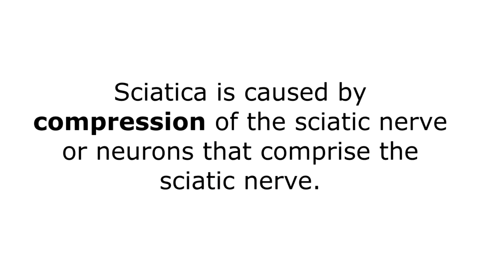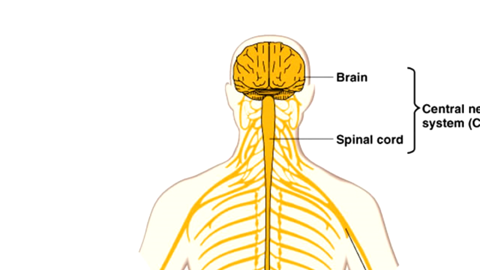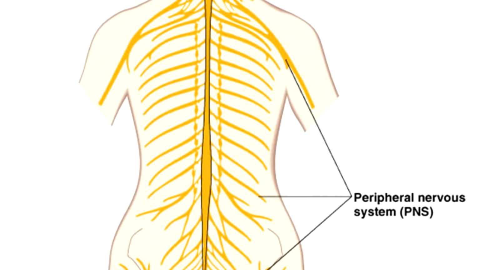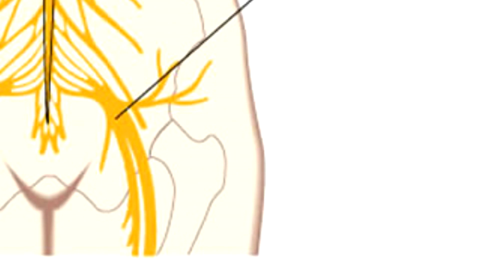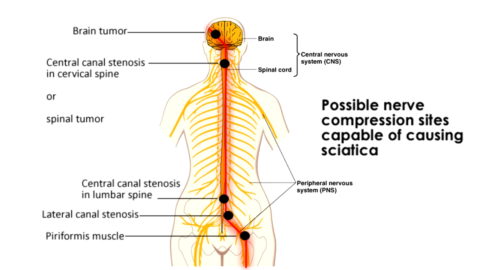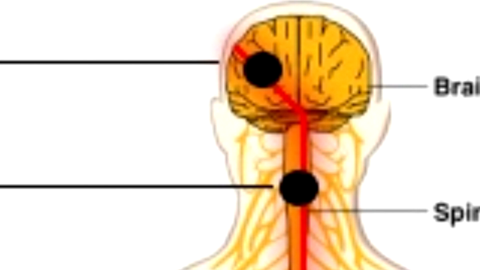intermittent. Sciatica is caused by compression of the sciatic nerve or neurons that comprise the sciatic nerve. The neurons, which are individual nerve cells, originate in the brain and travel down the spinal cord, branch out from between the lumbar vertebrae and sacrum as nerve roots, and finally combine in the buttock region to form the sciatic nerve. This means that compression of nerve tissue anywhere along this path is capable of producing sciatica. In fact, although rare, brain tumors can produce sciatica symptoms.